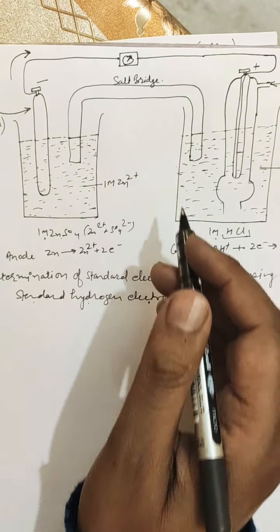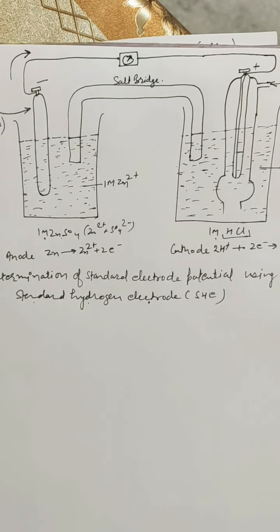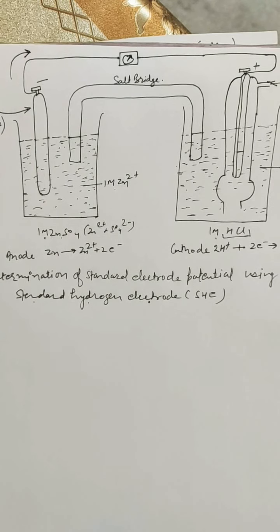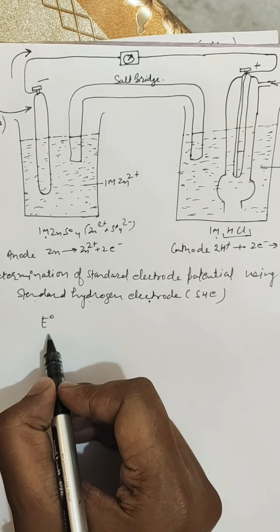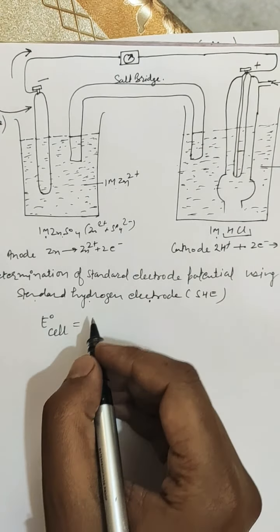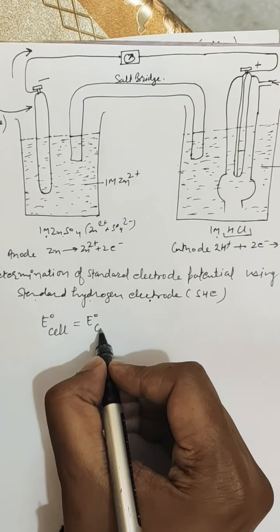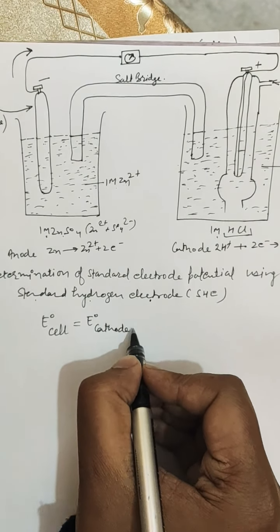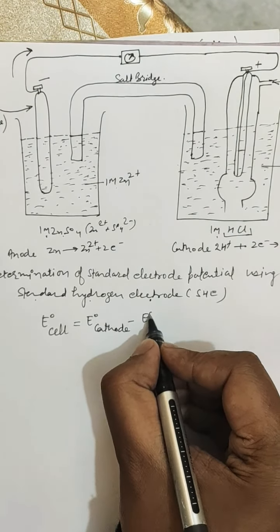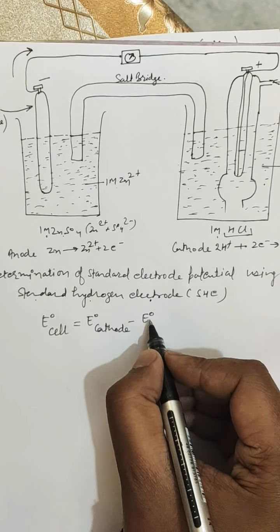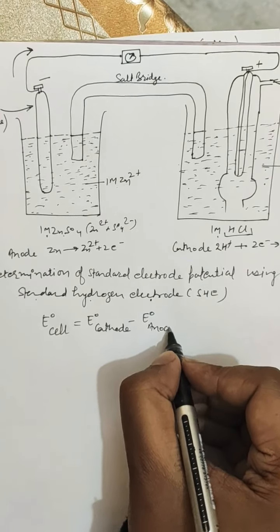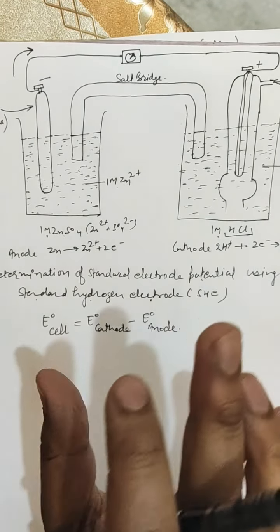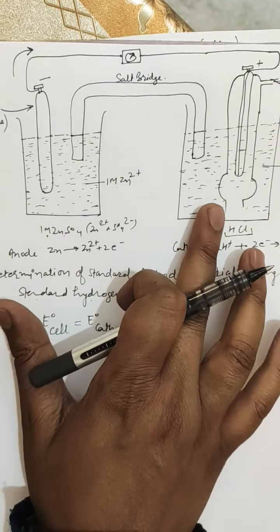Since electron flow in the external circuit occurs from anode to cathode, it helps us to mark the anode and cathode electrodes of the cell. So E naught of the cell is calculated by the following equation: E naught of cell is equal to E naught of cathode minus E naught of anode, where E naught is the standard electrode potential. So that is the standard electrode potential of an electrochemical cell.